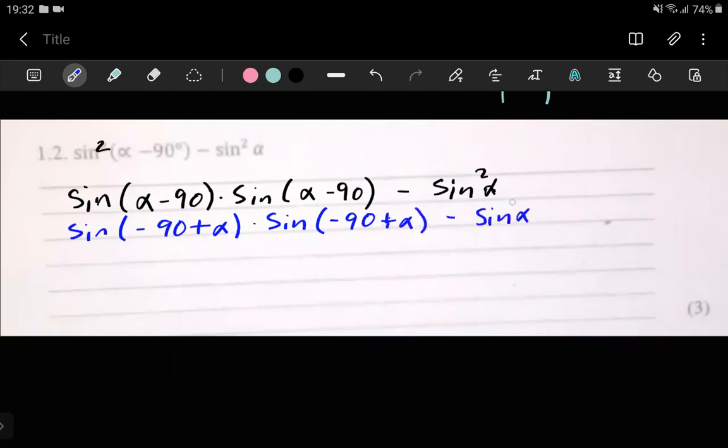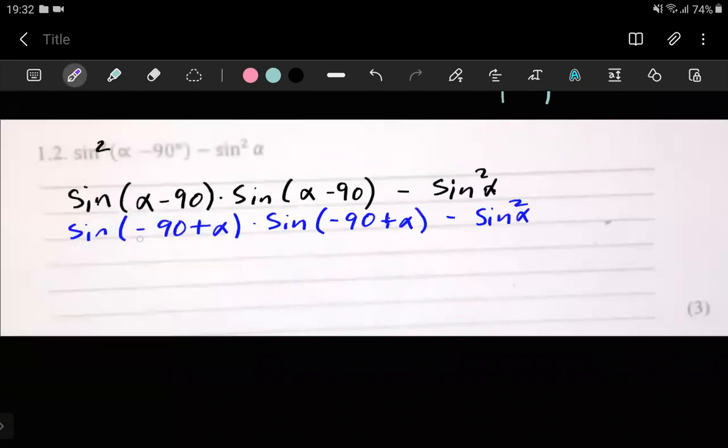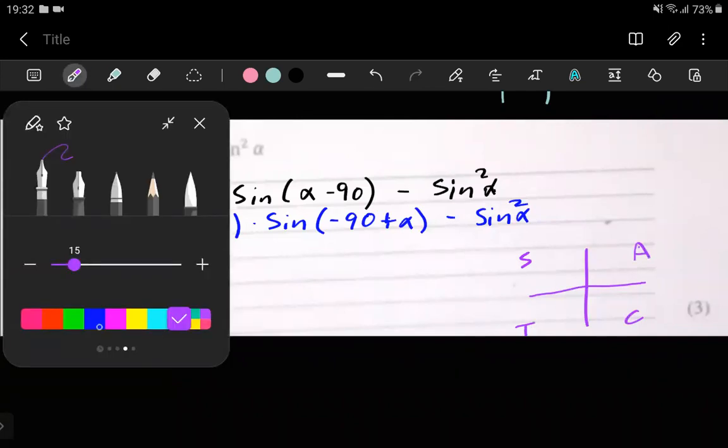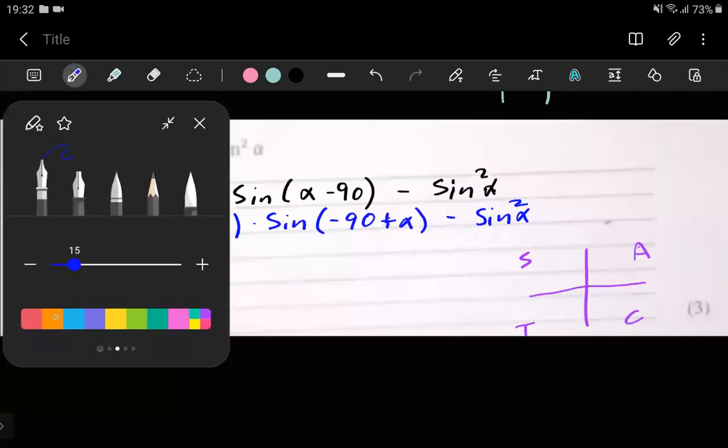We're working with negative angles here, right? So remember, anytime you work with a negative value and you're trying to use the CAST diagram, because the CAST diagram is what's going to help us simplify whatever we need to simplify, meaning, if you look at what we have, -90 plus alpha is going to look as follows.